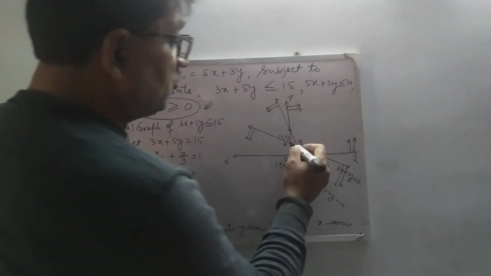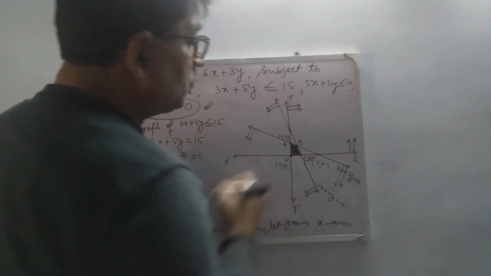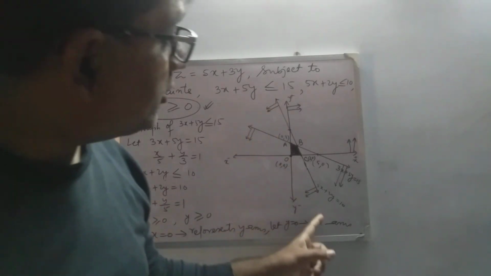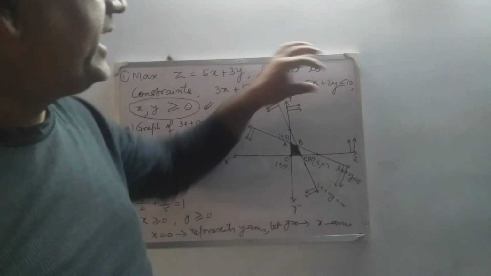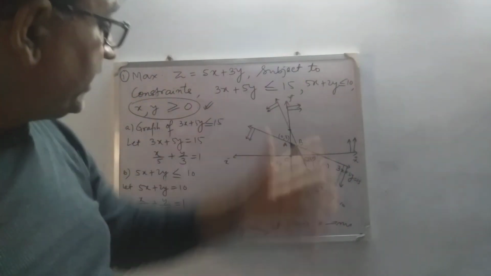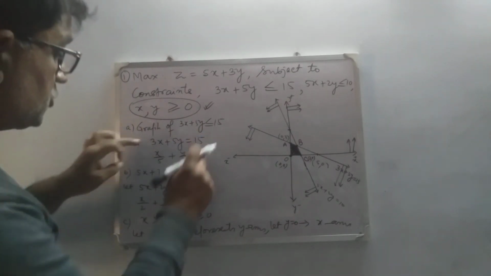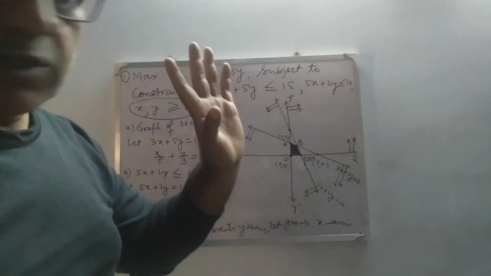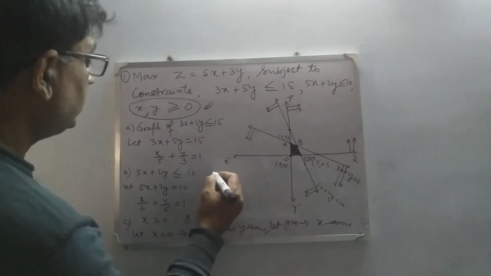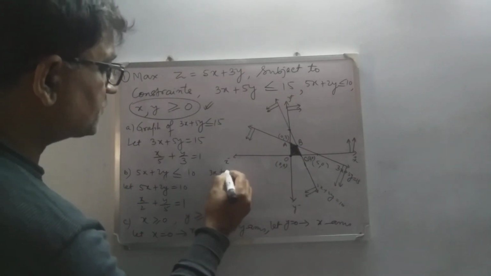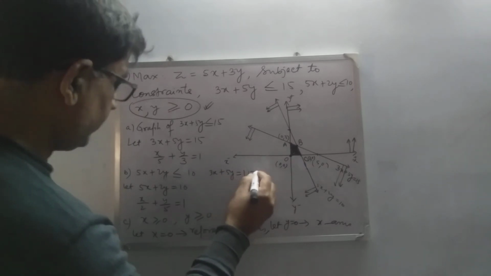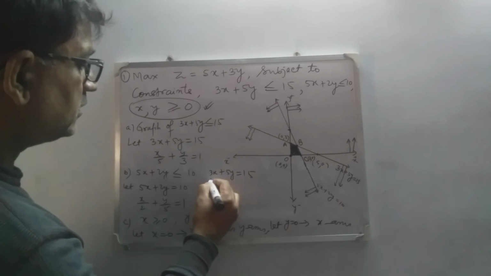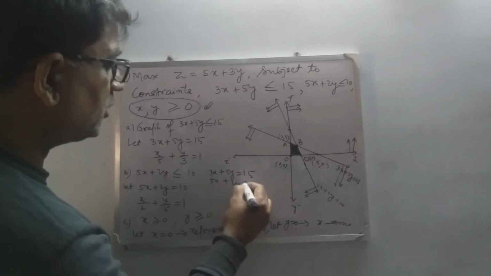Now one thing is missing here, that is B. How to find the coordinates of B? B is the point of intersection of two lines. So in rough work or somewhere else, you have to solve these two equations to get their point of intersection, so that you get the coordinates of B. Here we have 3x plus 5y equal to 15, and in the next problem, 5x plus 2y equal to 10.